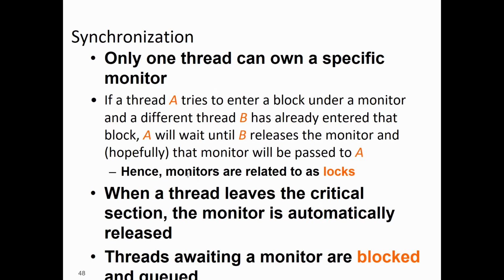Okay, so when a thread leaves the critical section, the monitor is released automatically. If a thread wants to access, it has to wait till the monitor is released, and it goes to that funny blocked state. Okay, so the state I was showing you previously.